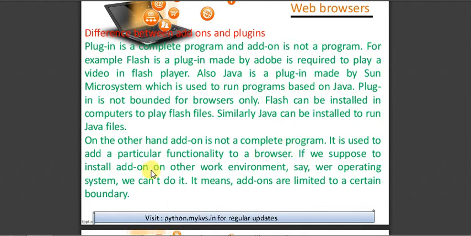If we are supposed to install an add-on on other work environments, say the operating system, we can't do it. It means add-ons are limited to a certain boundary, so they have to be installed in a browser. So this is the difference between add-ons and plugins.